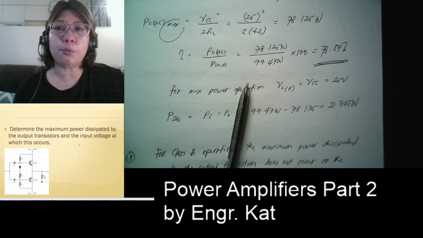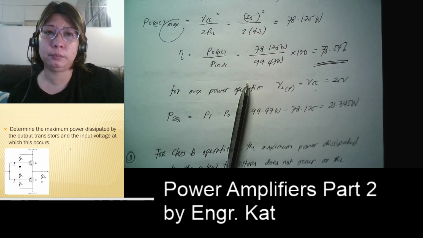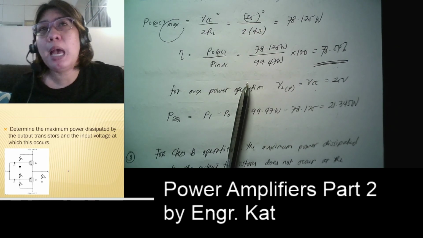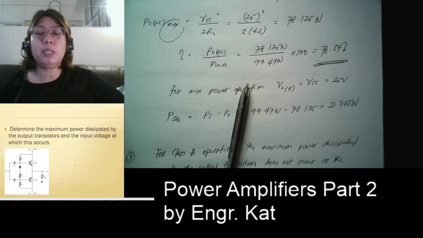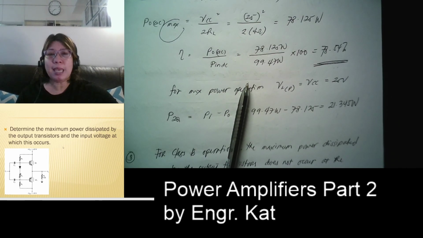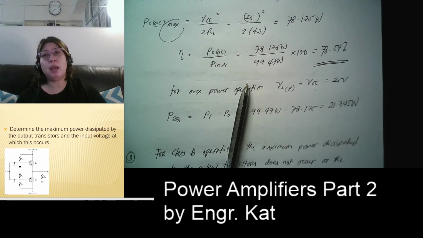Determine the maximum power dissipated by the output transistors. A while ago, from the previous example, that was the maximum power across the load. This time, the question is the maximum power dissipated by the output transistors and the input voltage at which it occurs. For Class A amplifiers, the maximum power dissipation occurs when your input voltage is equal to 0.